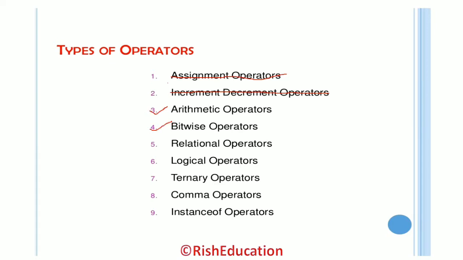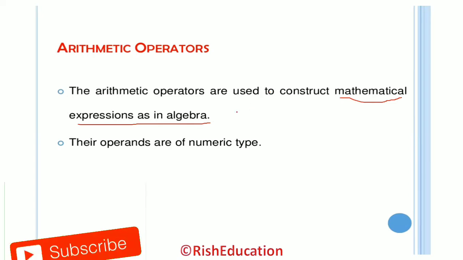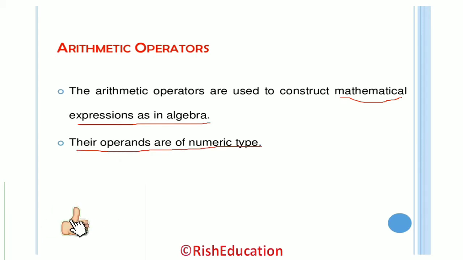So first, what is an arithmetic operator? Arithmetic operators are used to construct mathematical expressions as in algebra. We can say that arithmetic operators are binary operators because these operators use two operands, and their operands are of numeric type. So the operand must be numeric type.